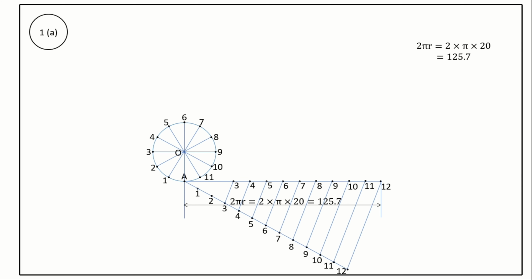Then, from point 2, draw parallel line. This line cuts the horizontal line at point 2. Lastly, from the point 1, draw parallel line. This line cuts the horizontal line at point 1. Now, we have divided the circle and horizontal line into 12 equal parts.